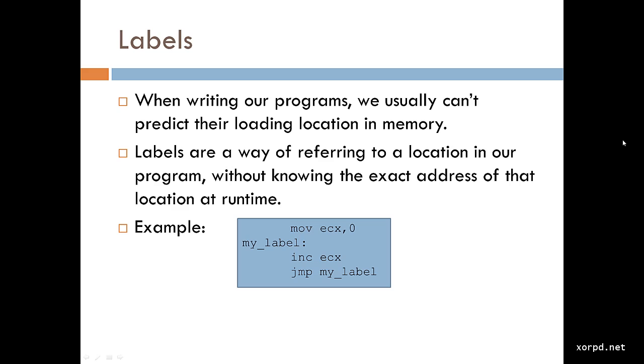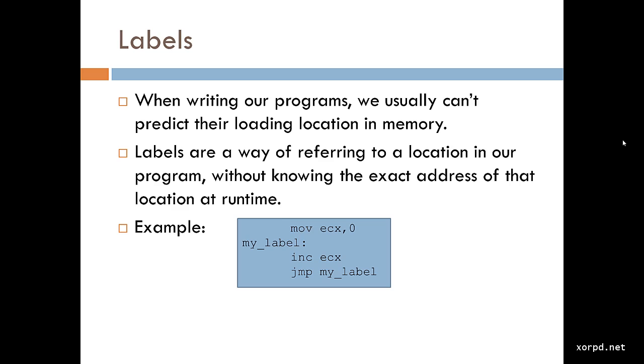Let's talk about labels. When writing our programs, usually we can't predict the loading location in memory. What am I actually talking about here? You write your program inside your editor and it's not running yet, it's only text. While writing your program, usually you cannot predict the location in memory that it will stay in. Generally speaking, you are not supposed to know the location in memory where your program is going to be loaded.